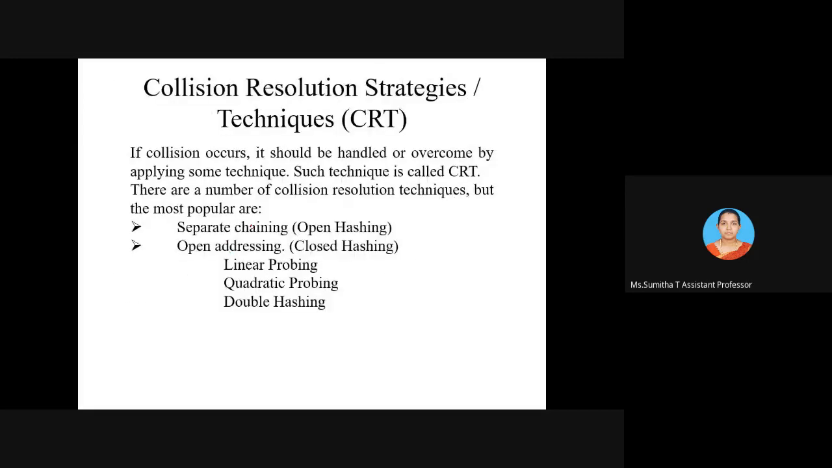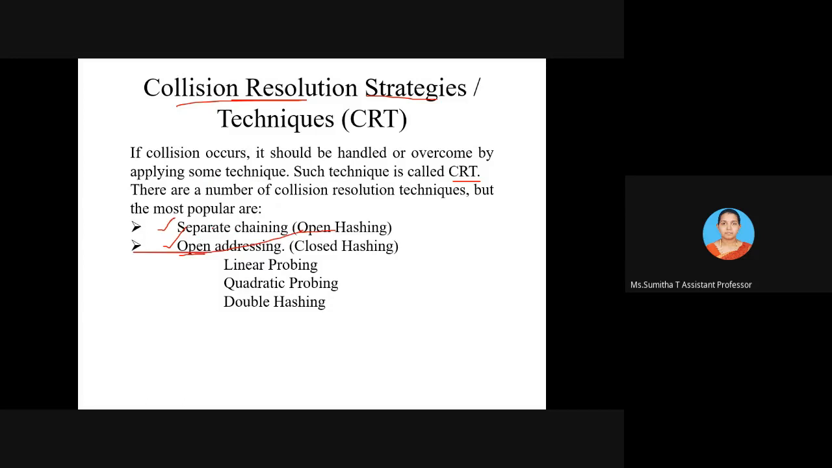If a collision occurs, it should be handled or overcome by applying some technique. Such techniques are called CRT, which is collision resolution strategies or techniques. There are a number of collision resolution techniques, but the most popular are separate chaining and open addressing. These are also called open hashing and closed hashing. Don't get confused: one method has the name open, and the other is the opposite of it.